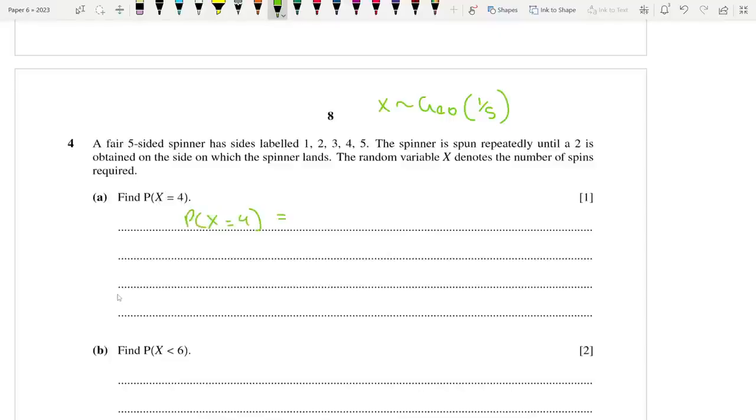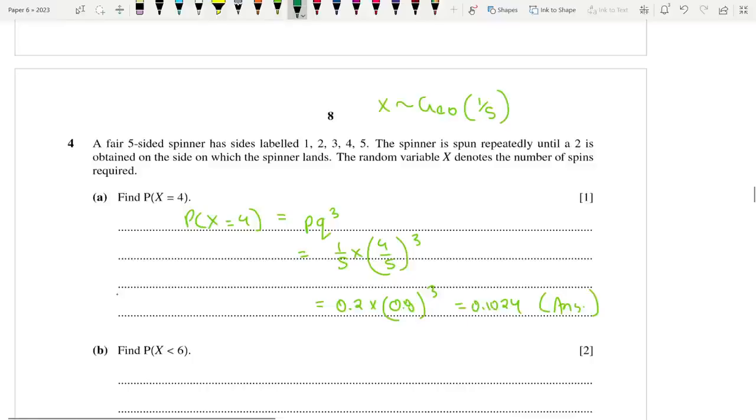Which is basically equal to p into q cubed, because we need to fail three times to obtain the success on the fourth try. So 1 by 5 times 4 by 5 cubed, or that is 0.2 times 0.8 cubed, which gives us a value of 0.1024.